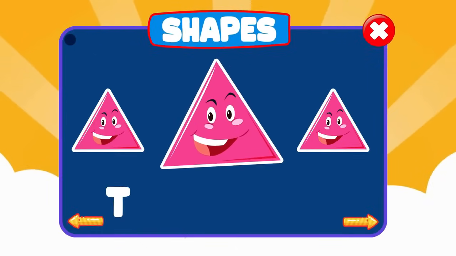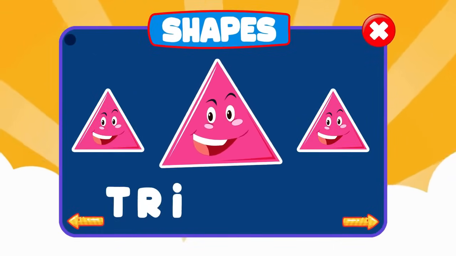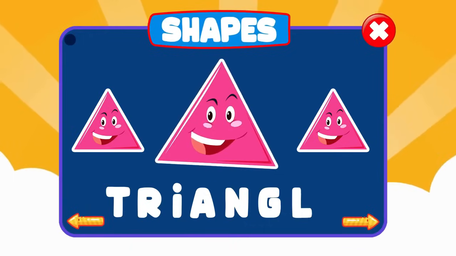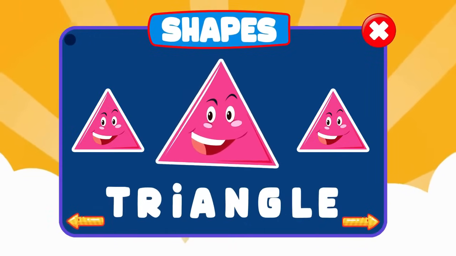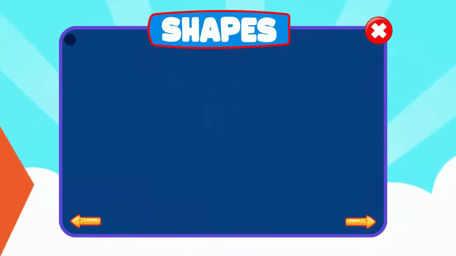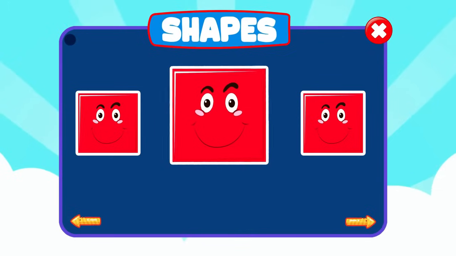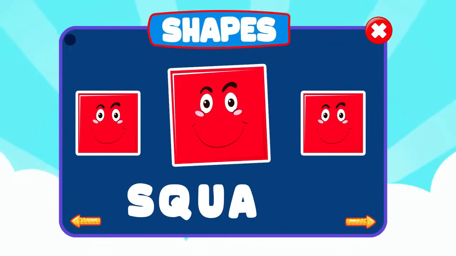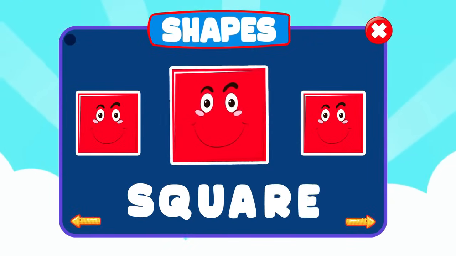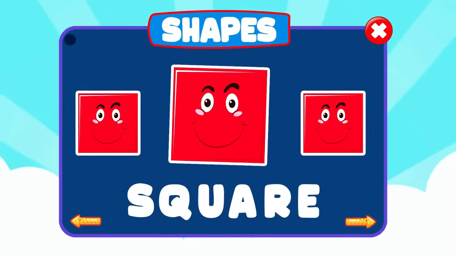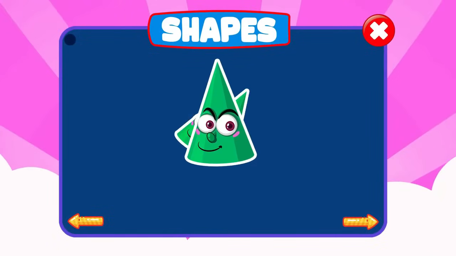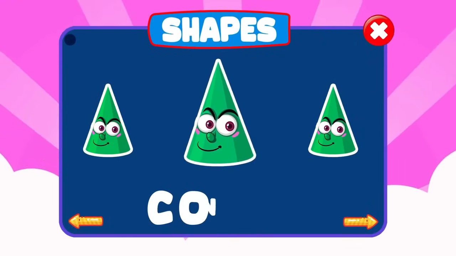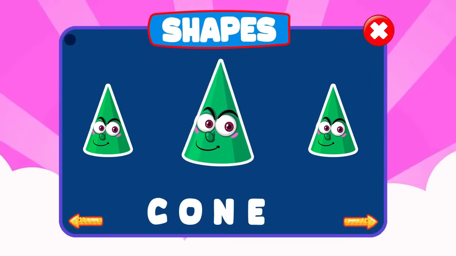Triangle. T, R, I, A, N, G, L, E. Triangle. Square. S, Q, U, A, R, E. Square. Cone. C, O, N, E. Cone.